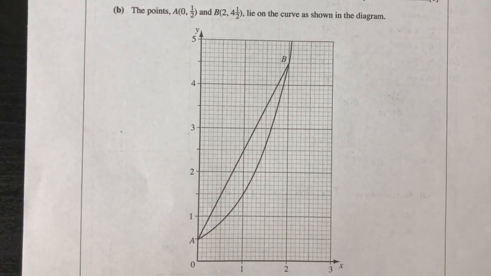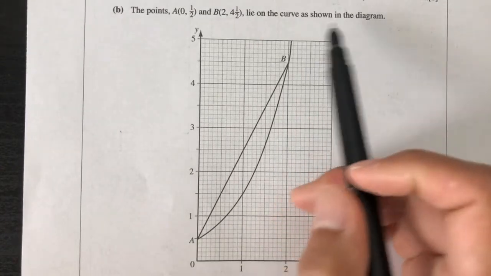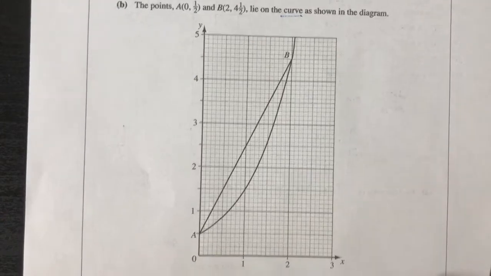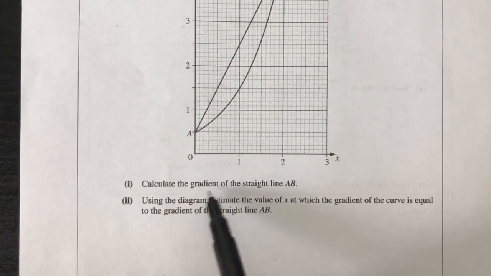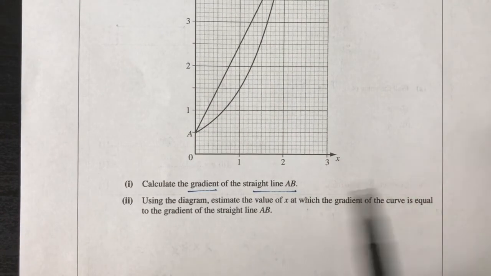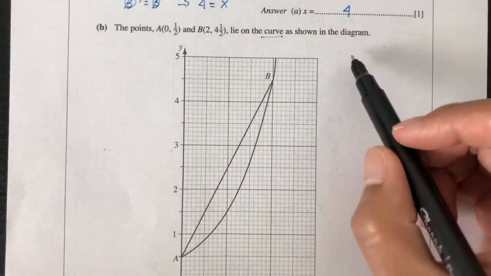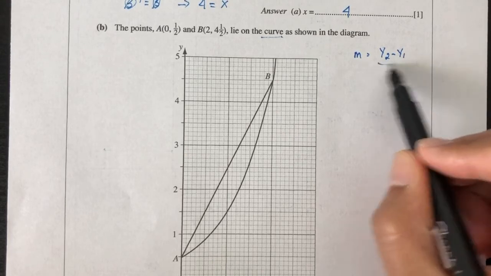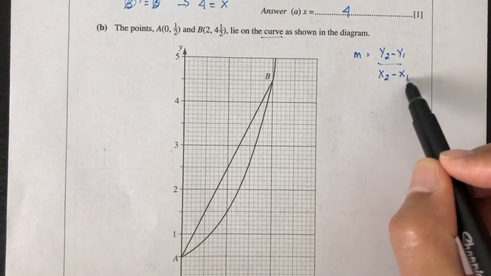Now for part B, we have 2 points, point A and point B, which lie on the curve as shown in this diagram. The question is, calculate the gradient of the straight line AB. So pretty easy. As you know, we have a formula for that. It is equal to y2 minus y1 divided by x2 minus x1.